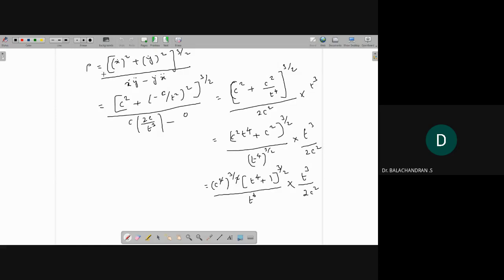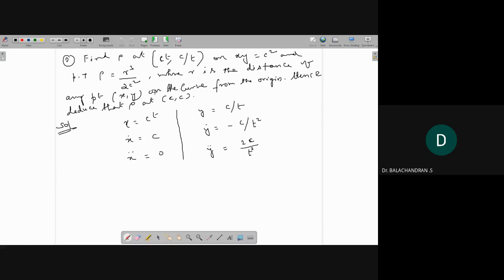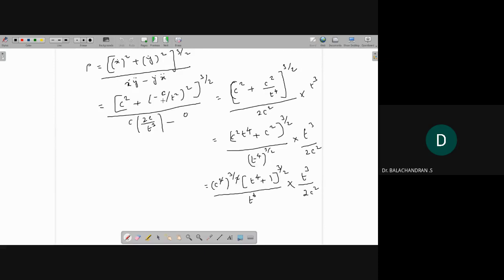Okay. So next, this is a formula, you know that. So x dot is c, so x dot square is c square. Y dot is minus c by t square. So y dot square whole power 3 by 2 divided by x dot is c. Y double dot is 2c by t cube, and we know that x double dot is 0, so that's why here 0. So c square plus c square by t power 4 to power 3 by 2, denominator have 2c square, this t cube is coming in the numerator. So take LCM here, so c square t power 4 plus c square, okay, divided by t power 4 whole power 3 by 2. So this t, after taking LCM t power 4, I am writing here t power 4 whole power 3 by 2 here to t cube divided by 2c square.